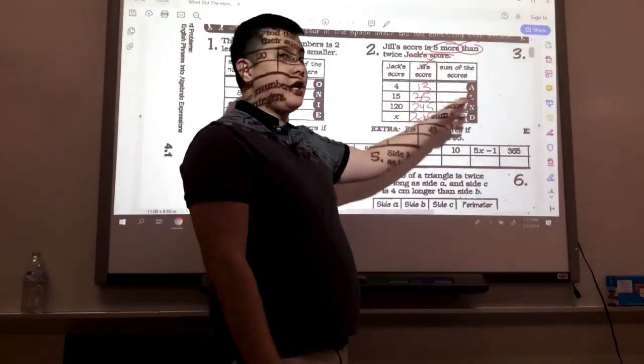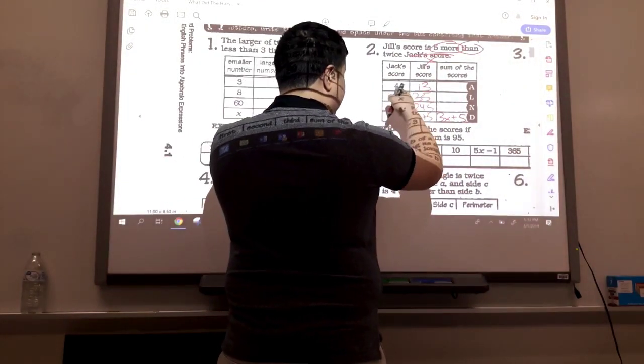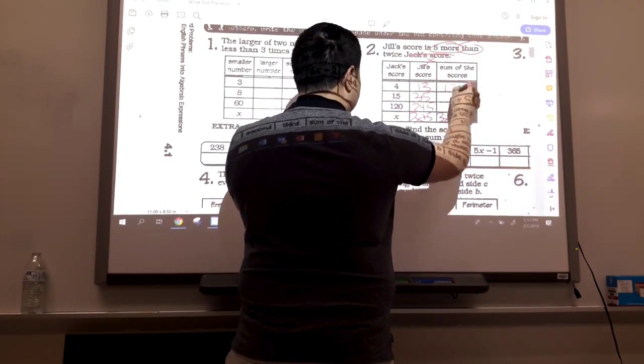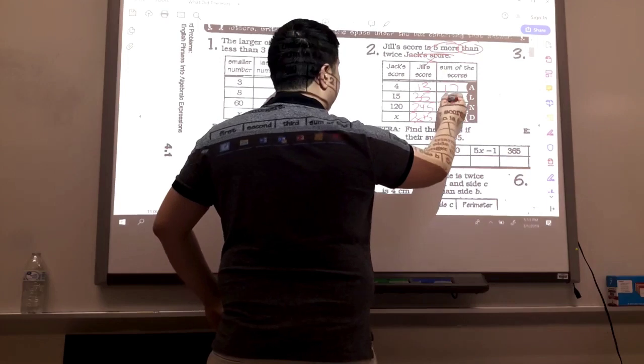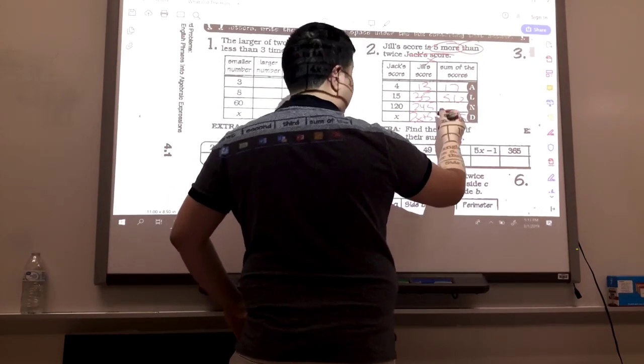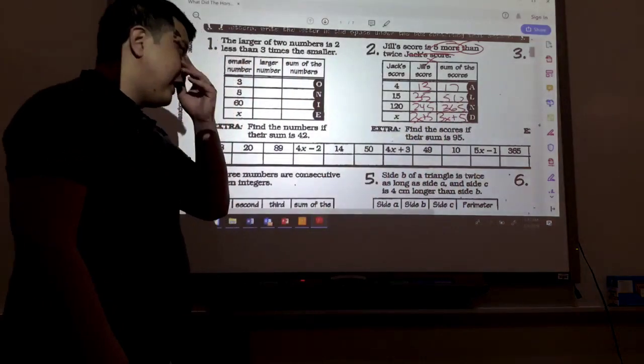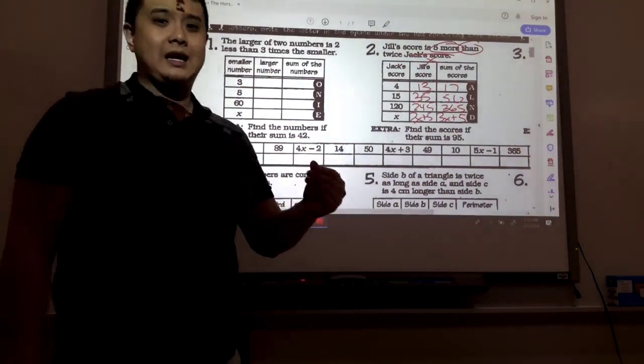This column again is the sum of their scores, so all we have to do is add Jack's score to Jill's score, so it's 4 plus 13, which is 17. 15 plus 35, which is 50. 120 plus 245, which is 365. The extra part: find their scores if their sum is 95.